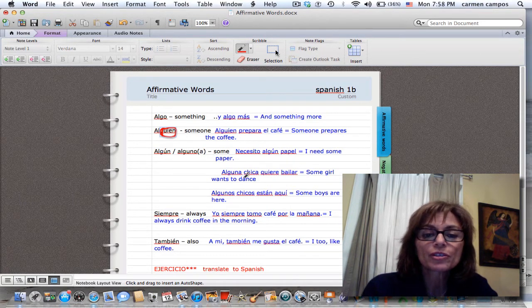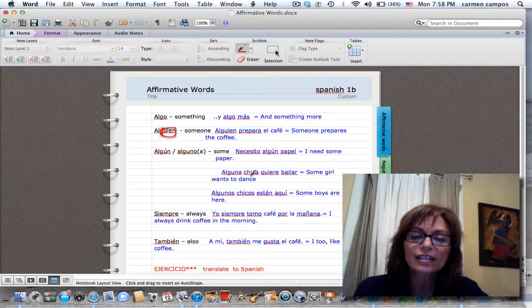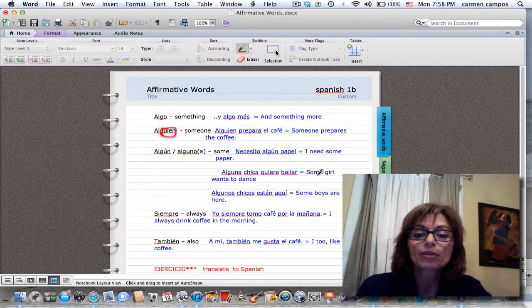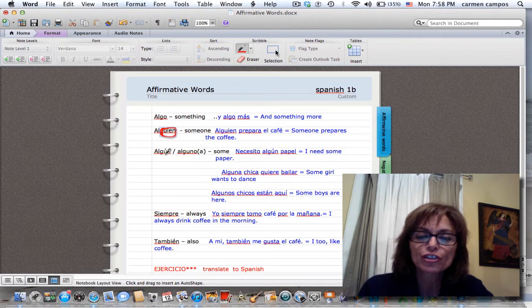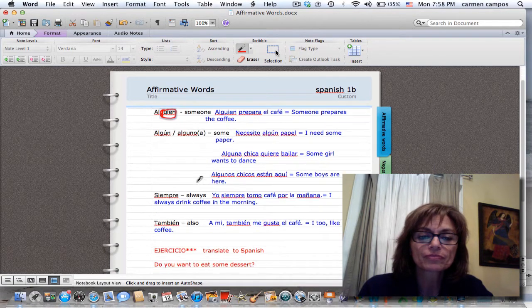And of course, if it's something feminine, you would say alguna. Alguna chica quiere bailar. Some girl wants to dance. Algunos chicos están aquí. And there you have the plural. So algún is really just a shortened version of alguno.